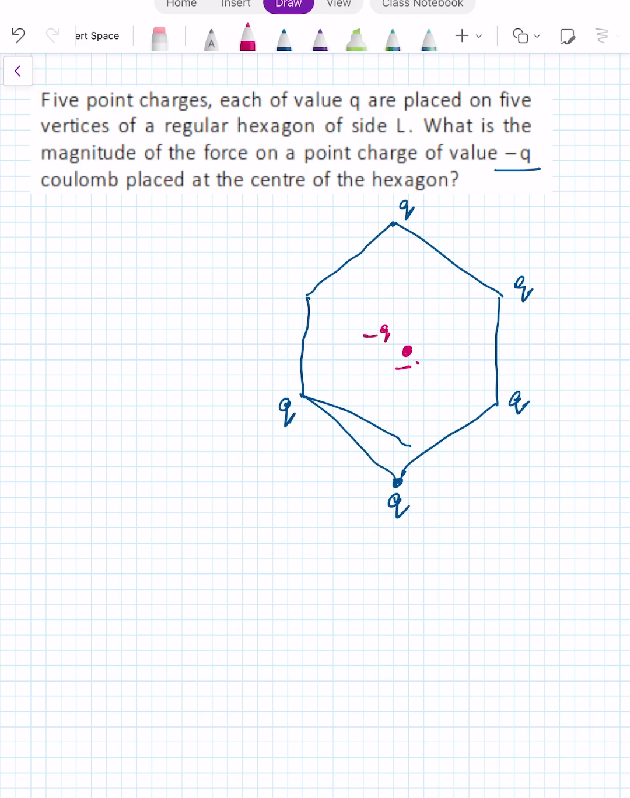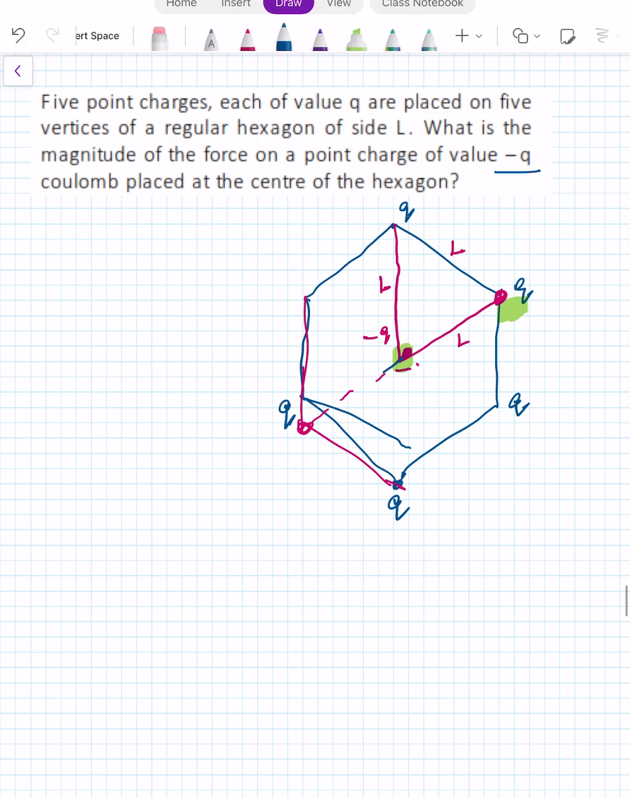Now they are asking what is the net force experienced by the charge placed at the center. In the hexagon, this side is L, and we know the distance from the center to any vertex of the hexagon is the same as the edge length L. Actually the diagram is not very proper, but now this charge and this charge are exactly diametrically opposite. So what is happening? This charge exerts a force on this charge in this direction.